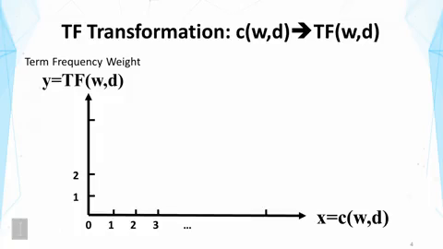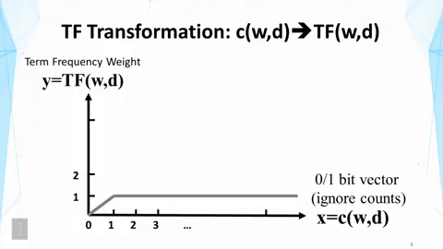First, let's talk about the TF transformation. That is to convert the raw count of a word in the document into some weight that reflects our belief about how important this word is in the document. And so that will be denoted by TF of w and d. That's shown in the y-axis. Now, in general, there are many ways to map that. And let's first look at the simple way of mapping.